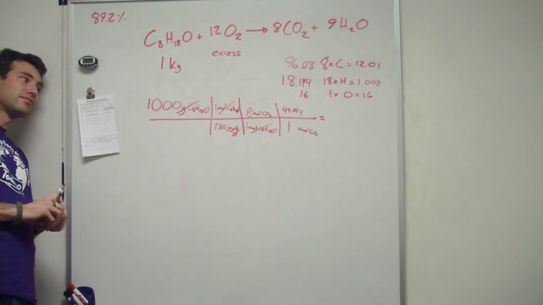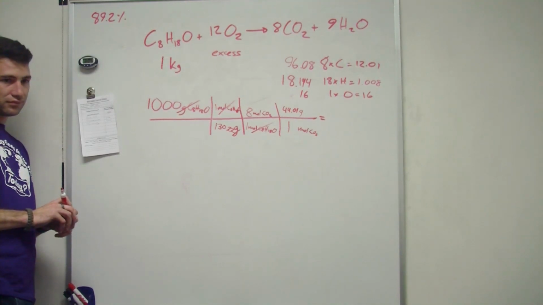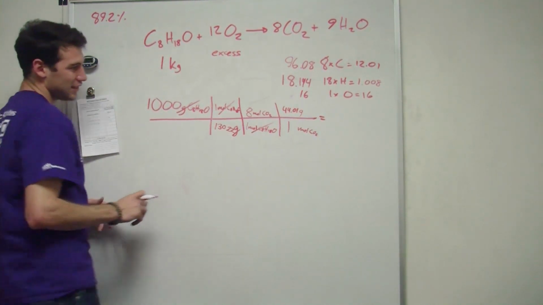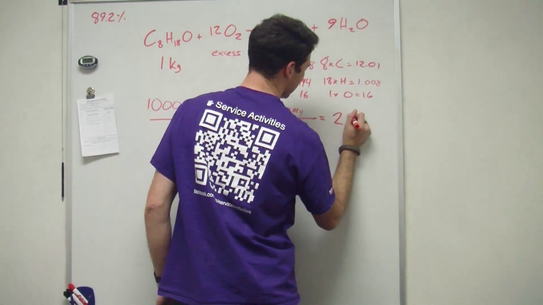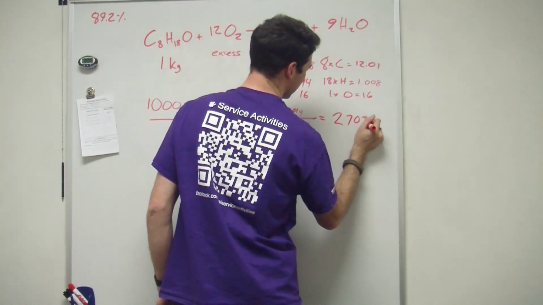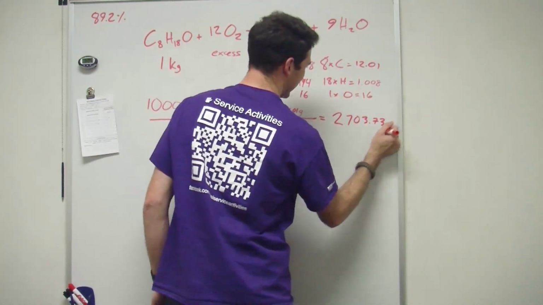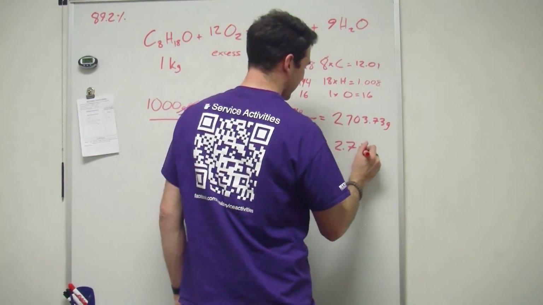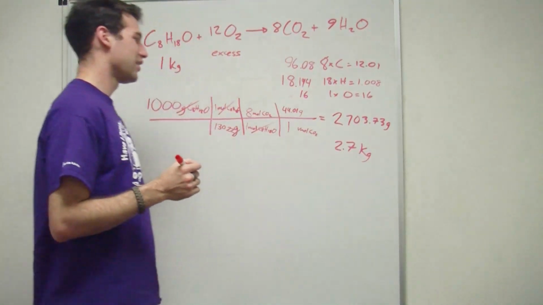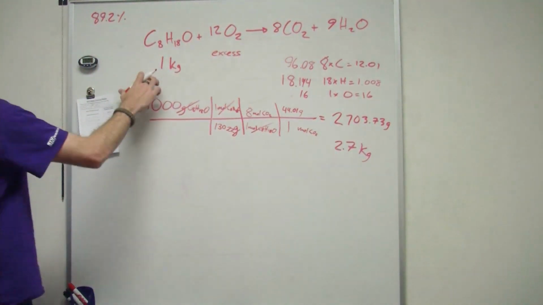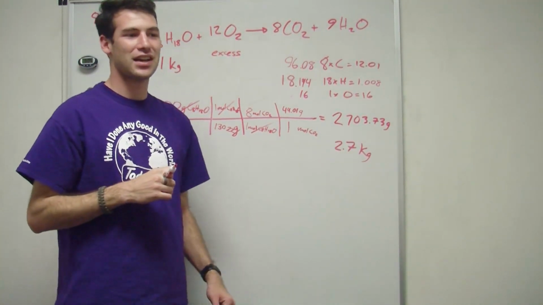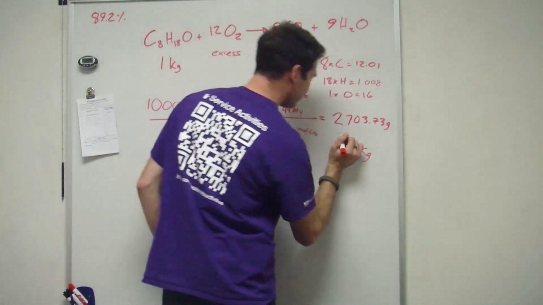Divided by 130.22. That'd be right. 2,703.73. That's what I got. So that's how many grams. So we get about 2.7 kilograms. Okay, so for every 1 kilogram of this we use, we release 2.7 kilograms of CO2, theoretically.